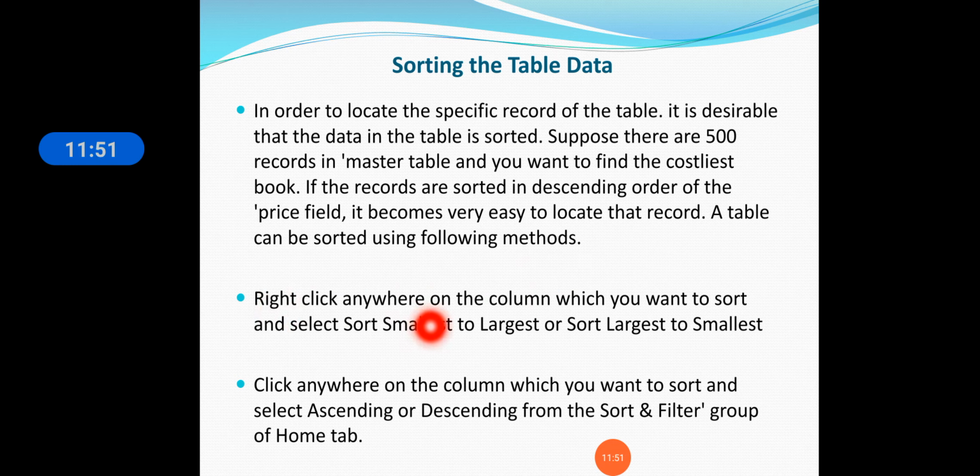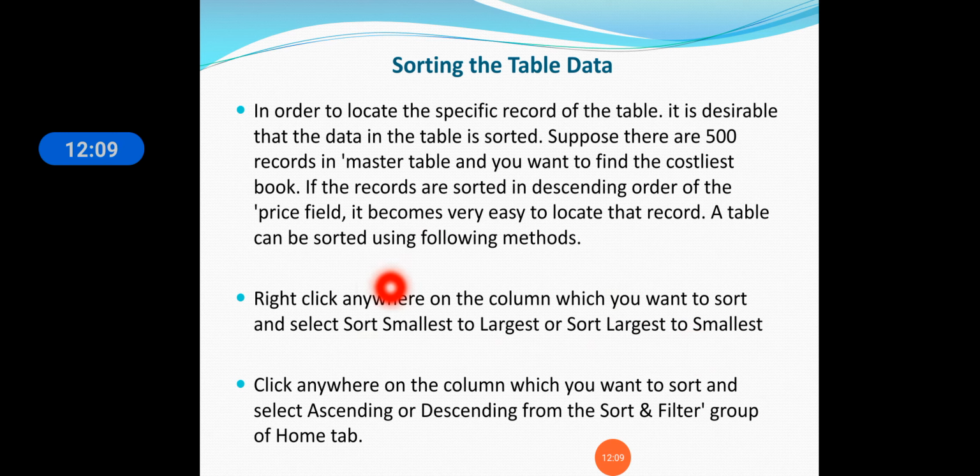Right click anywhere on the column which you want to sort and select sort smallest to largest or sort largest to smallest. Click anywhere on the column which you want to sort and select ascending or descending from the sort and filter group of home tab.